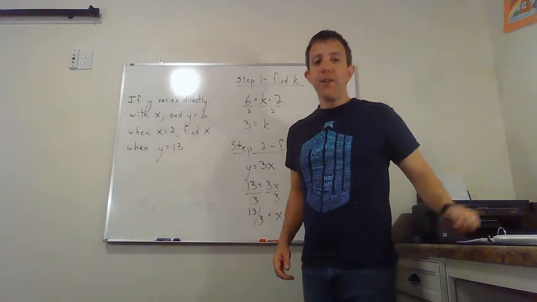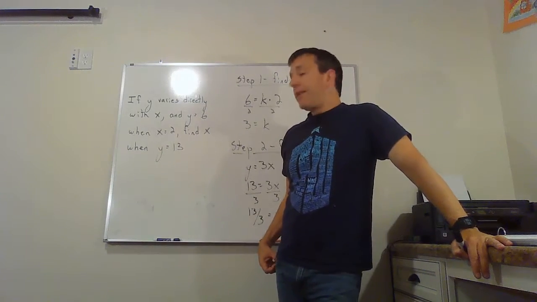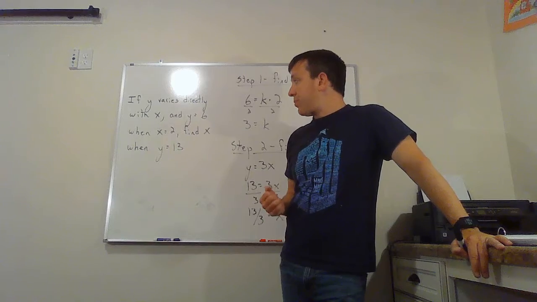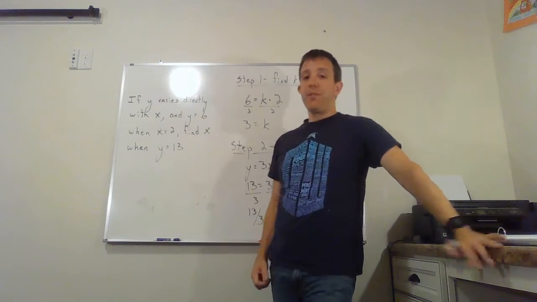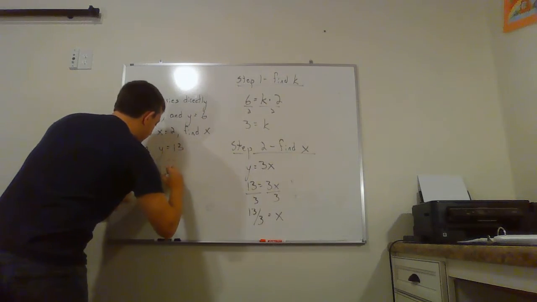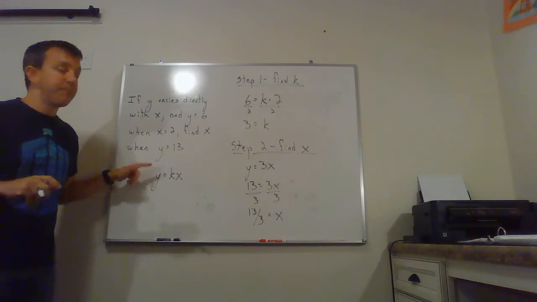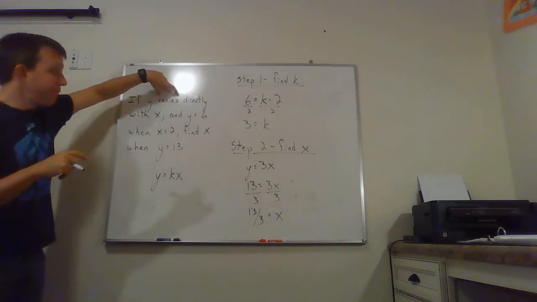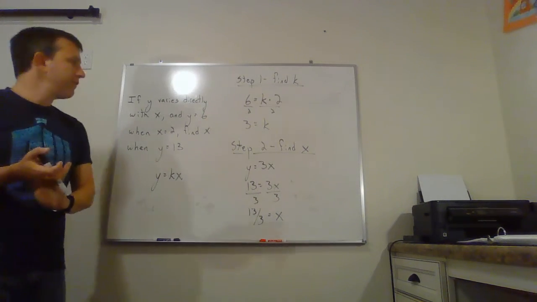Okay, so here's our first example. It says if y varies directly with x and y is equal to 6 when x is equal to 2, find x when y is equal to 13. So again, we're going to be working here with y is equal to k times x. And I know that the y is by itself because the problem tells me y varies. That's always your tip off. That's the one that goes by itself.